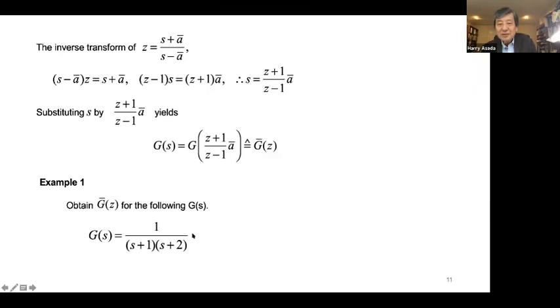This trick is very important. It's a simple thing, but I want everyone to do this by hand. Just do it by hand, to appreciate the difference between G S and G Z.